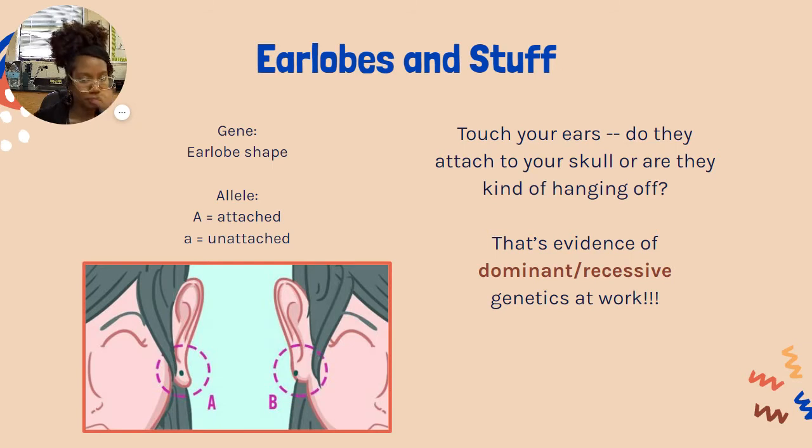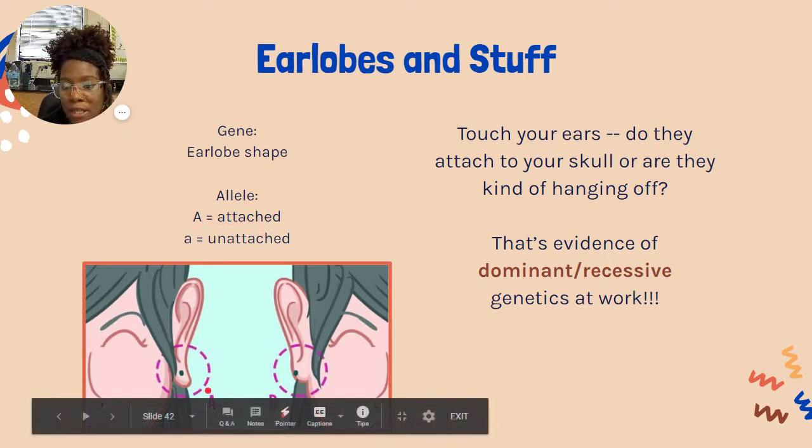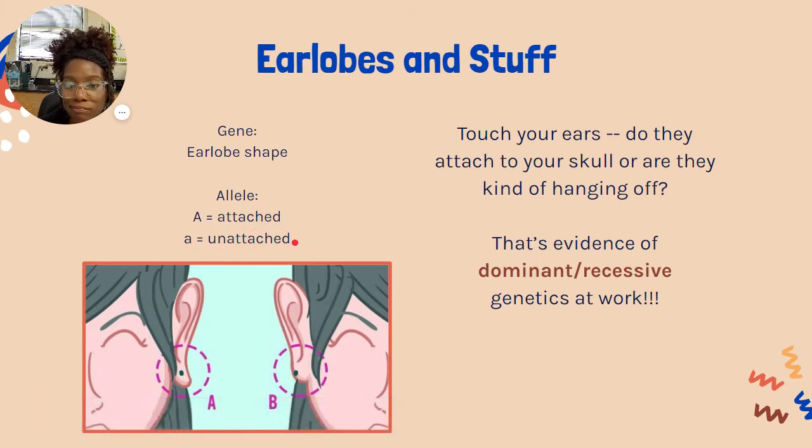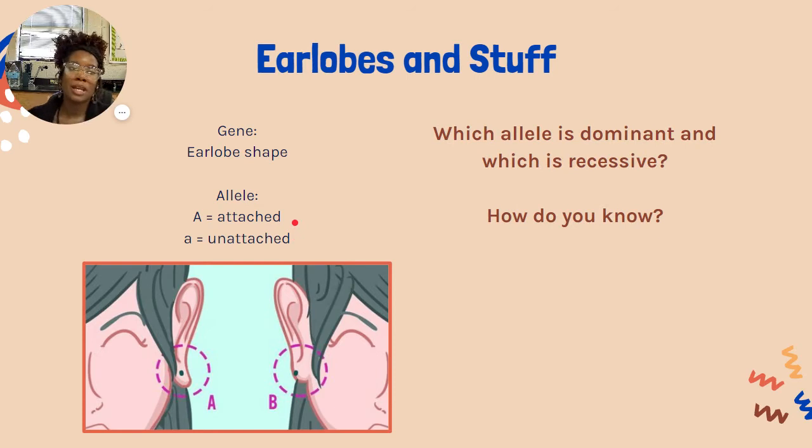So earlobes. Look at your ear. Touch them. Do they attach to your skull or are they kind of hanging off? That's evidence of dominant and recessive genetics at work. The gene is for earlobe shape. The allele big A means that the earlobe is attached. Little a means that the earlobe is unattached. Which allele is dominant and which is recessive? How do you know?